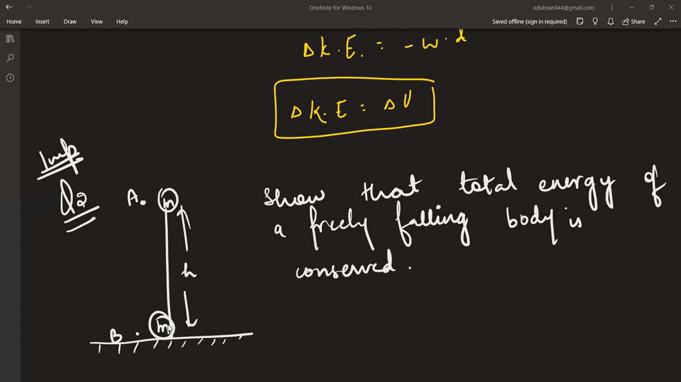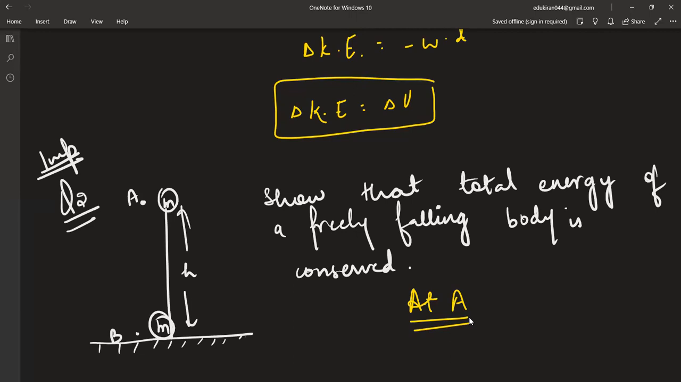a body is there that has mass m and it is taken to a certain height h. We have to show that the total energy of a freely falling body is conserved. See, 2 points are there. This is point A, this is point B. So at both the points, we have to solve.